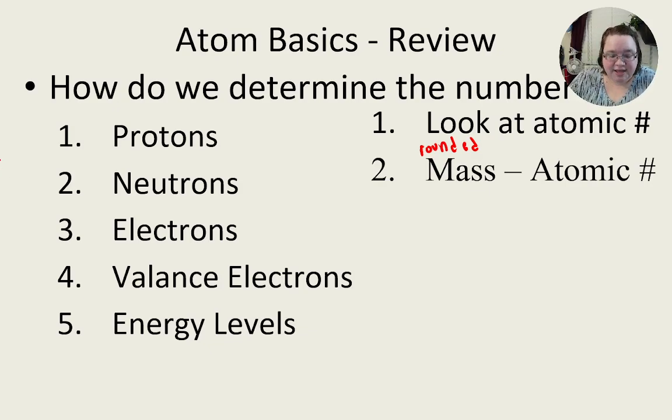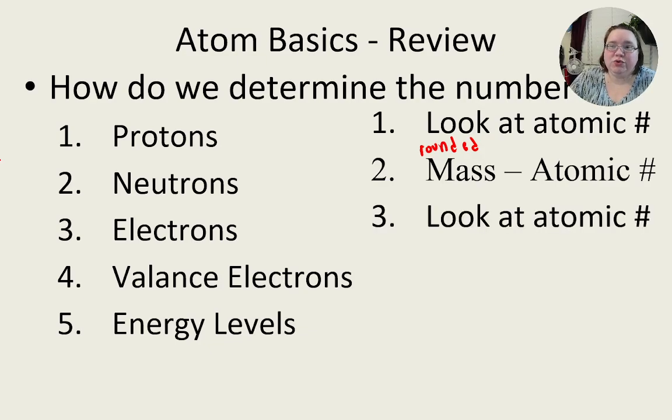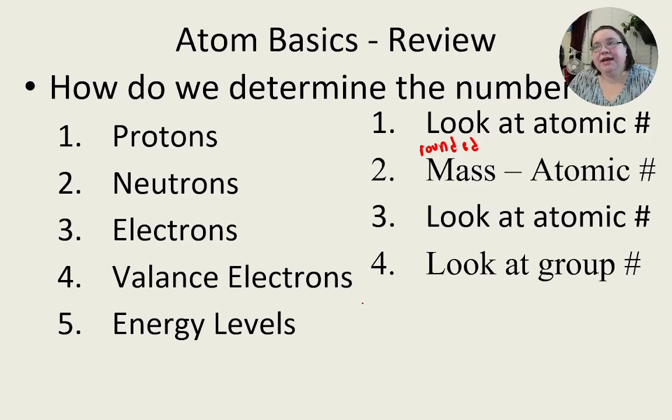Your electrons, if the element is neutral, the electrons equal the protons. If they don't, we'll look at that example a little bit later, but you have to add or subtract depending on the charge. So if we had a positive cation, we would subtract electrons because we lost them. If we had a negative anion, we would add electrons because we gained them. My valence electrons, we look at the last number of the group number. So group 2 has 2 valence, group 17 has 7 valence.